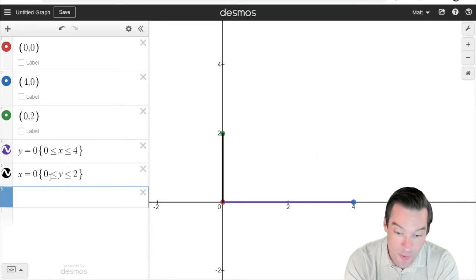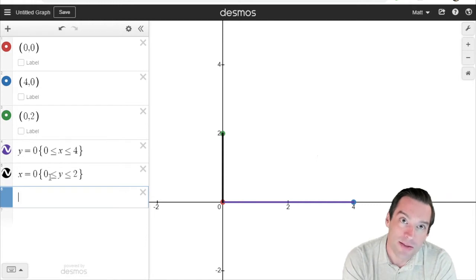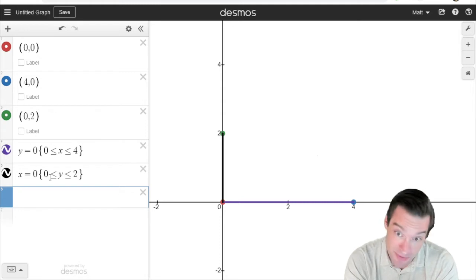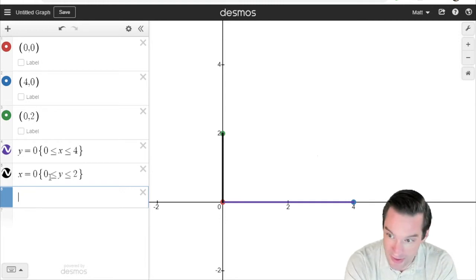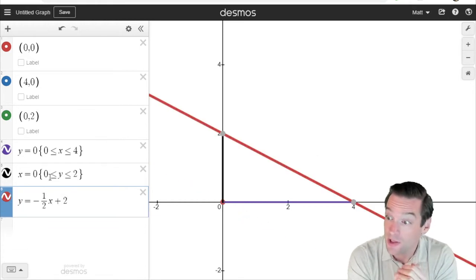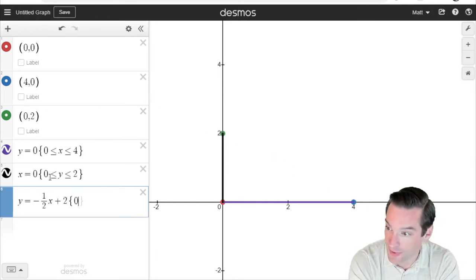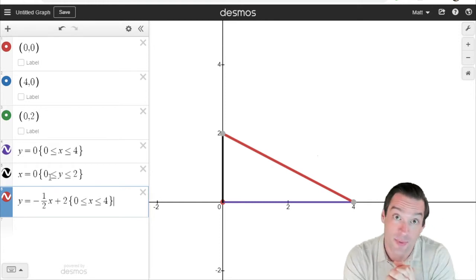To find an equation for that diagonal side, we would just have to find a point-slope equation for the line that passes through the points (0, 2) and (4, 0), or slope-intercept, however you like it. If we do slope-intercept, we can find the slope is -1/2. So y equals -1/2 x plus 2 gives me an equation of the line that passes through that pair of points. And then I'm again going to let x range from 0 to 4. And that gives me an equation for the top side.